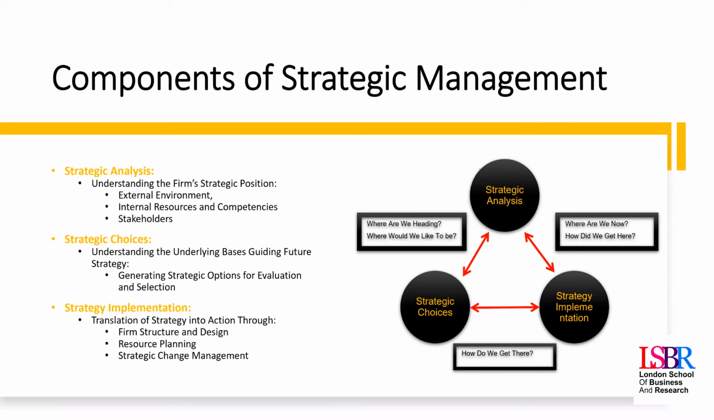Okay, so strategic change management is about making sure that you're getting your people ready, you're upskilling them, you're giving them training, you're answering any questions or fears they might have, you're giving them time to understand. If you don't do that, then your strategy can fall flat on its face. So these are some of what we call the components of strategic management.